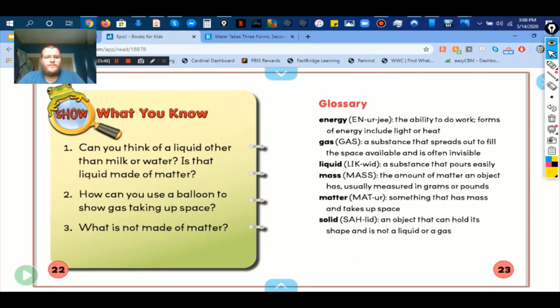Show what you know. Number 1, can you think of a liquid other than milk or water? Is that liquid made of matter? My answer is coffee. Is it matter? Yes. Number 2, how can you use a balloon to show gas taking up space? Number 3, what is not made of matter? In our book, we said light. Can you think of another thing that isn't matter? Hint.